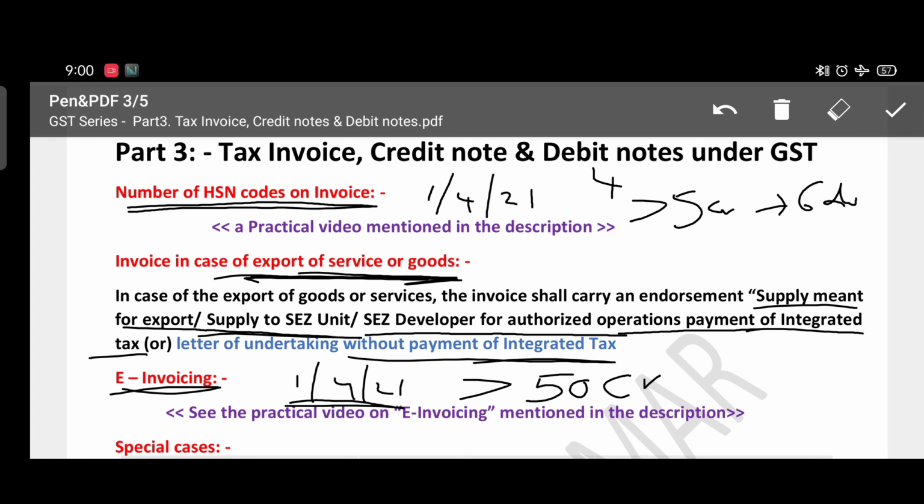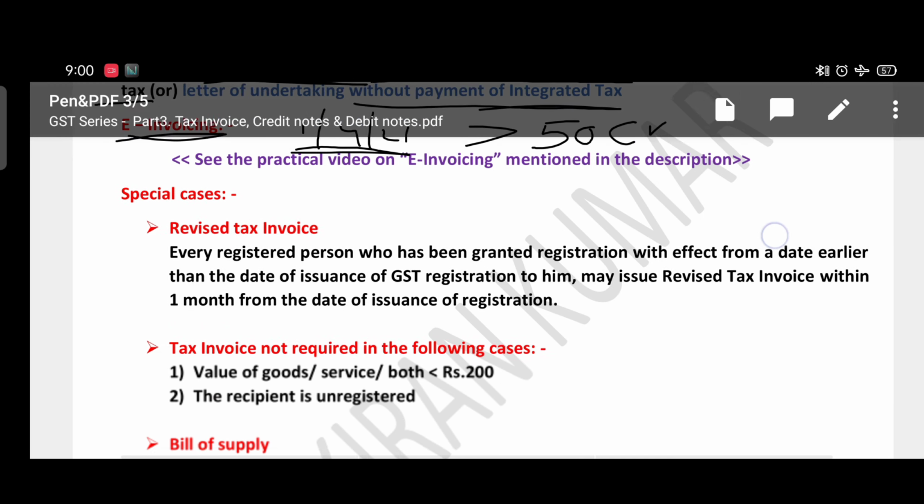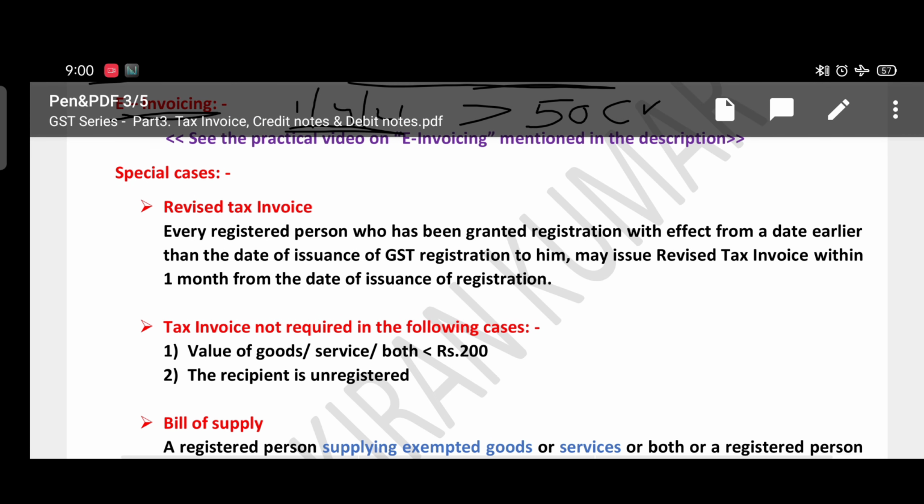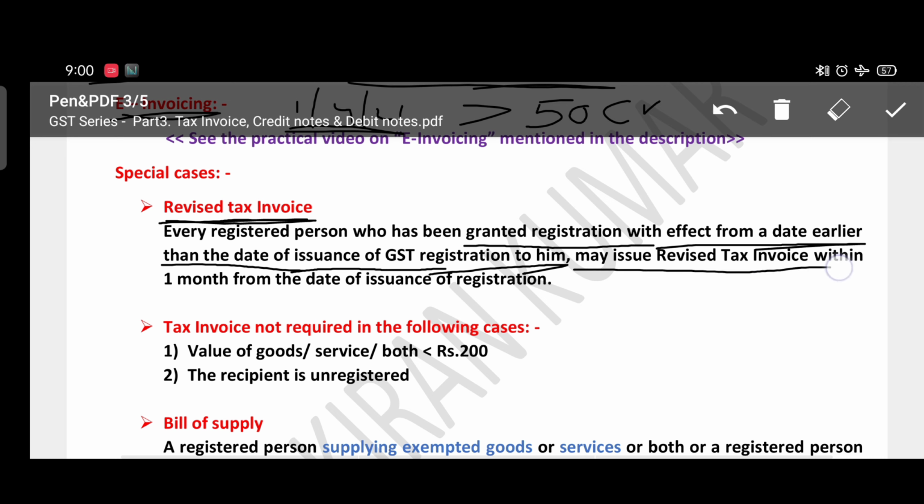So let's see the special cases where we need to give a tax invoice, and we'll say revised tax invoice. Revised tax invoice means you have already issued a tax invoice but you are revising the same tax invoice, in which case every registered person who has been granted registration with effect from a date earlier than the date of issuance of GST registration to him may issue a revised tax invoice within 1 month from the date of registration.